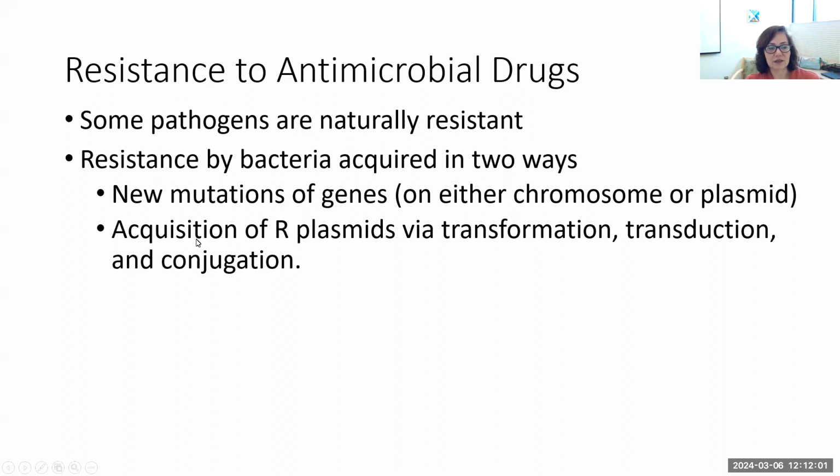And so you can get acquisition of these resistance plasmids. That can happen via transformation, where the bacteria just pick up some broken DNA, or transduction, where it gets transmitted by a virus that's infecting the bacteria, or it can be transmitted directly from one bacterium to another through conjugation, where the little tube, the pili, reach out.